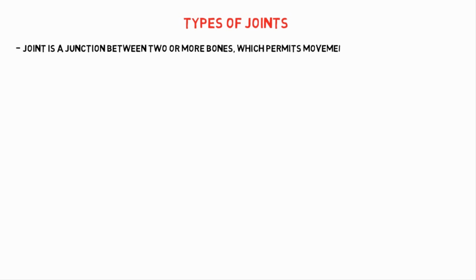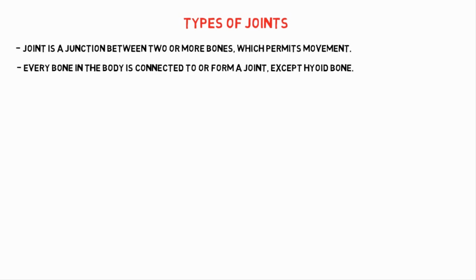In this video, we will learn about the anatomy of joints, their functions and classification. So what is a joint? A joint is a junction between two or more bones. It is a device that permits movement of bone. Every bone in the body is connected to or forms a joint. That means every bone forms a joint or is connected to a joint, except the hyoid bone. There are a total of 230 joints in the body.